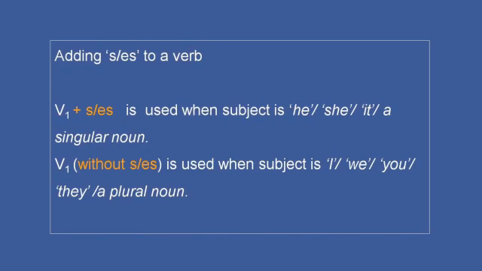Adding s or es to a verb. S or es is added to first form of verb when subject is he, she, it, or a singular noun. First form of verb without s or es is used when subject is I, we, you, they, or a plural noun.